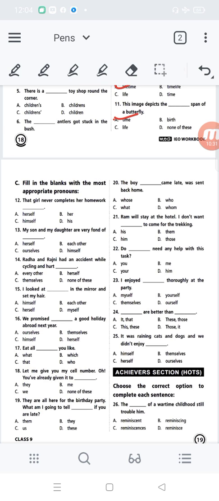Next we have the reflexive, which refers to the same person or thing. Myself, herself, thyself, these are examples of the reflexive pronoun. This way we will categorize the pronouns. Mainly, the word that replaces a noun is called a pronoun.